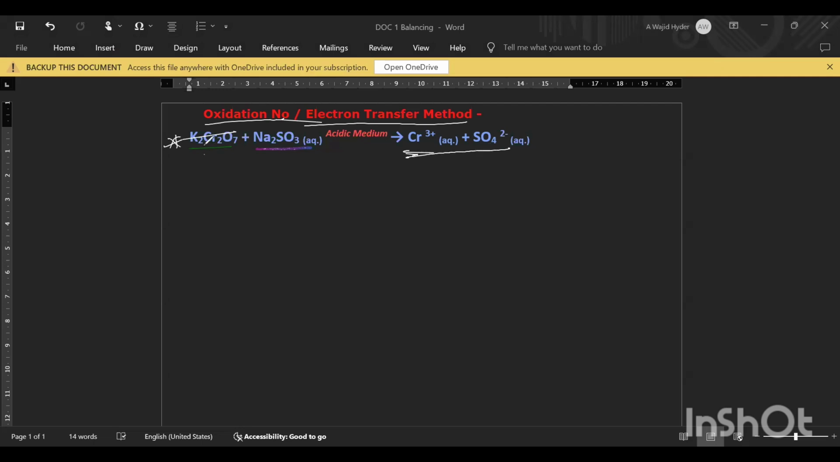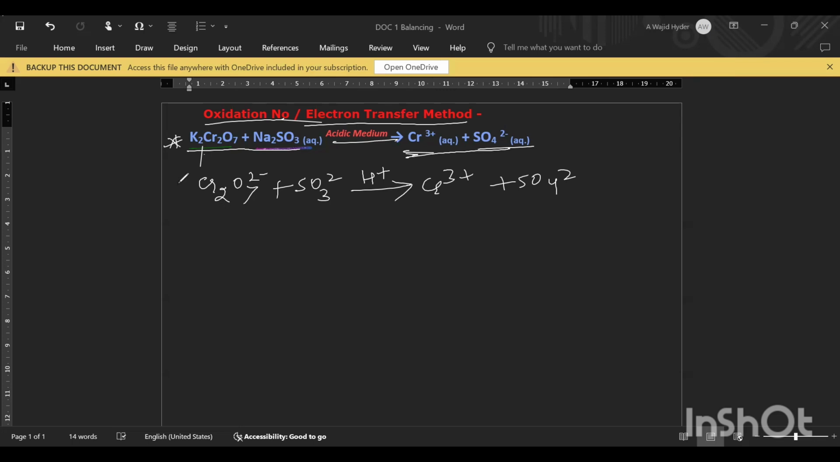But this will be converted into ionic form. How can that be written? Cr2O7 2 minus plus SO3 2 minus, in acidic medium, will be changing into Cr3 plus and SO4 2 minus. So now, as we have written, this K2Cr2O7 plus Na2SO3 will be giving Cr3 plus and SO4 2 minus ions. They are in acidic medium. They are in ionic form.